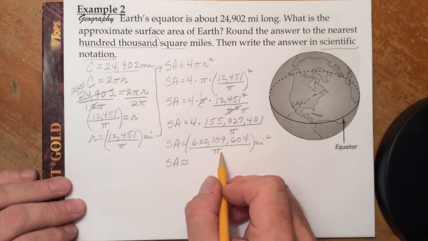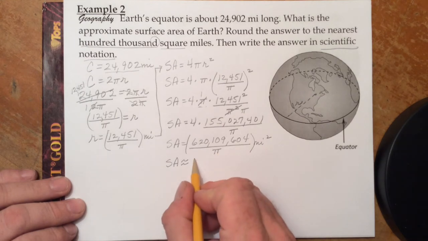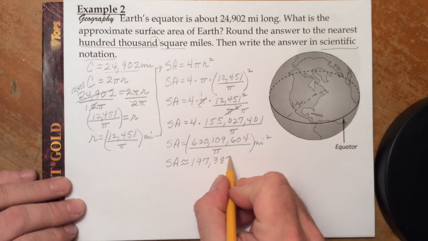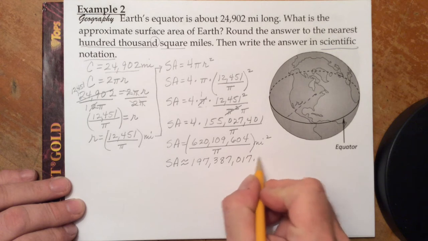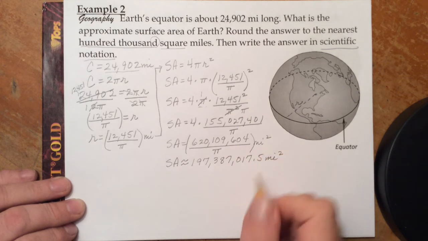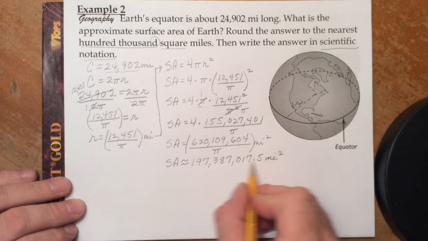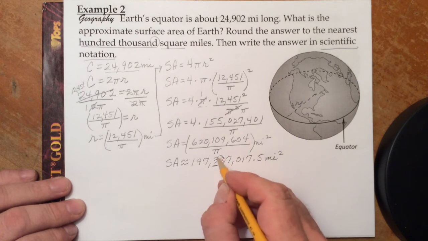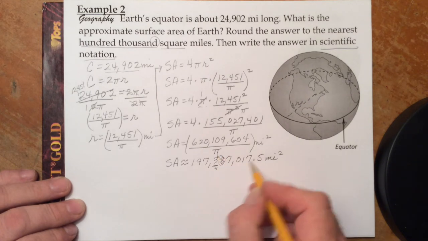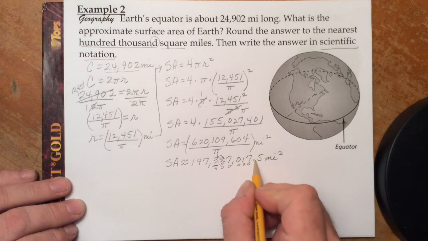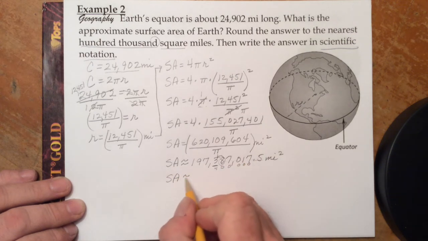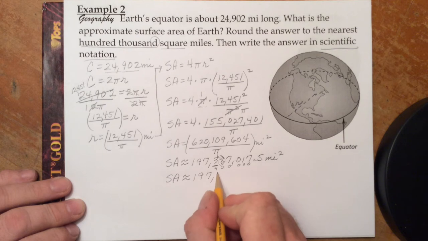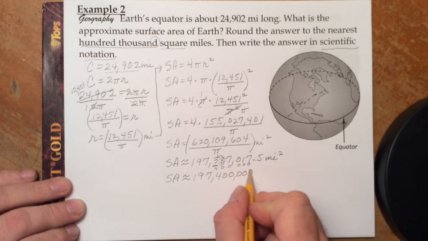620,109,604 divided by pi in your calculator gives us approximately 197,387,017.5 square miles. Now we want to round this to the hundred thousands place, which is right here. So we look at the next digit. It's 5 or greater. It's going to push this up to 4, and all these become zeros. So the surface area of the Earth is approximately 197,400,000 square miles.